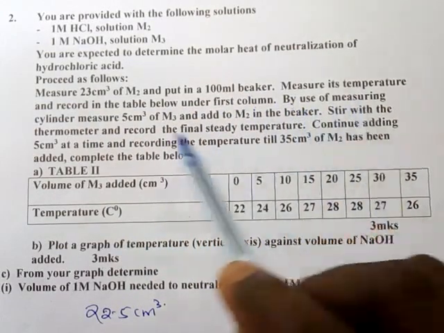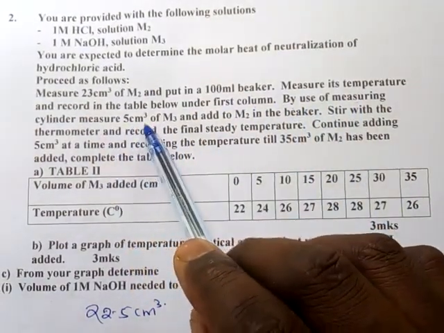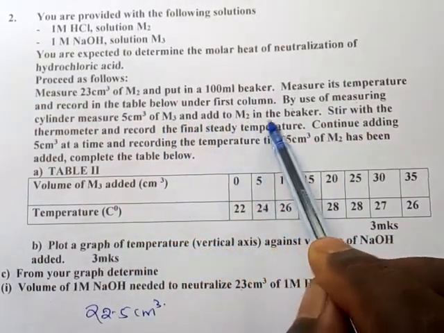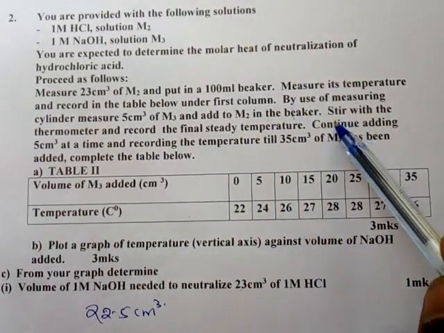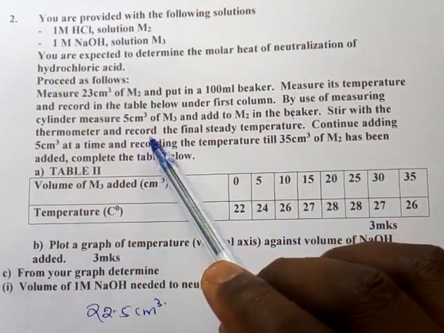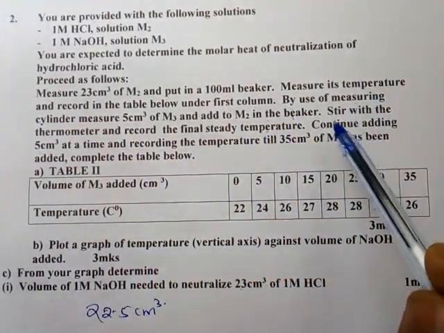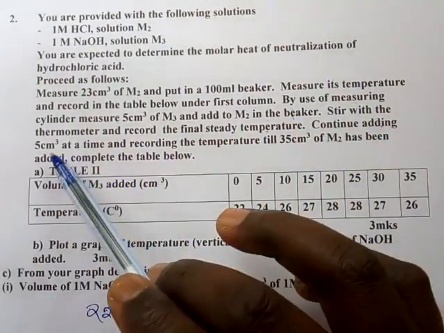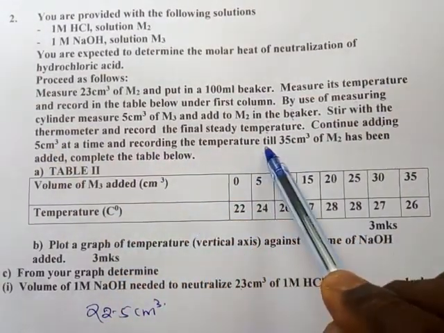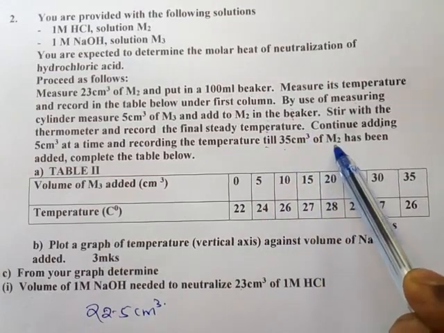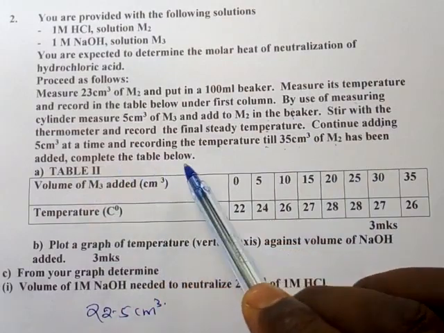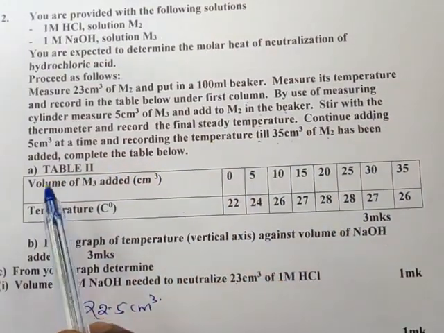By use of a measuring cylinder, measure 5 cm³ of M3 and add to M2 in the beaker. Stir with the thermometer and record the final steady temperature. Continue adding 5 cm³ at a time and recording the temperature till 35 cm³ of M3 has been added. Complete the table below. So this is volume.